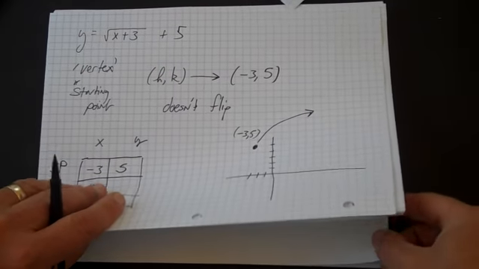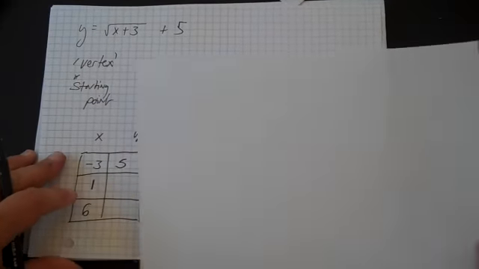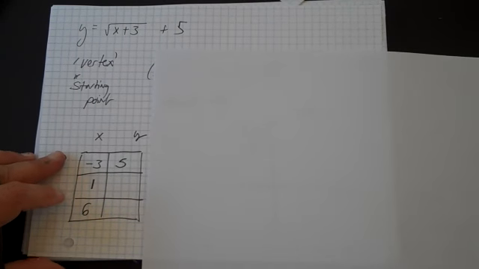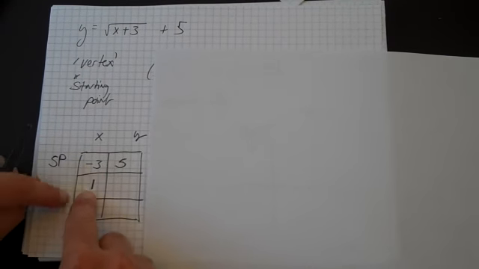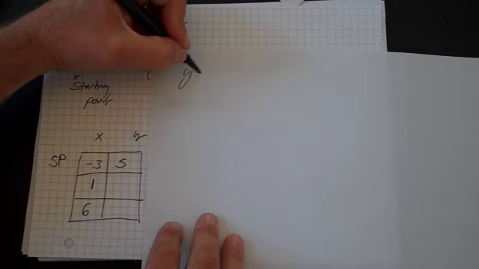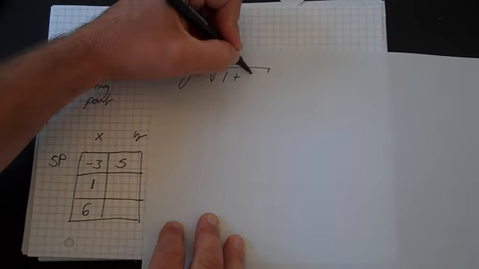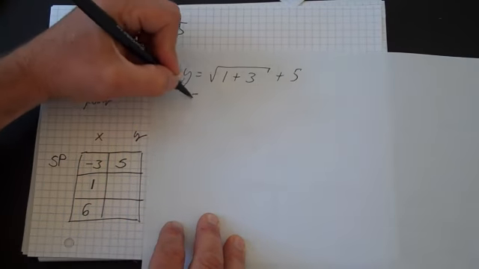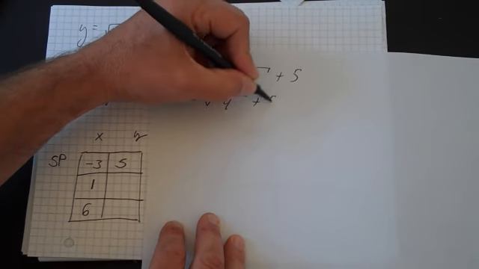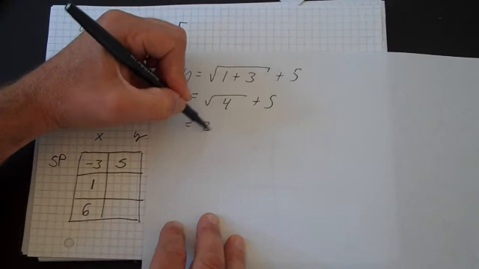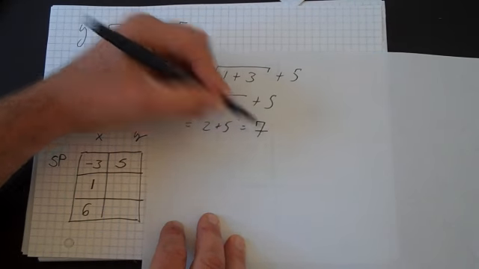So let's plug these numbers in to see what we get. We have the starting point. Let's plug in x equals 1. So y is equal to the square root, just take the original problem and put a 1 where the x is. That's the square root of 4 plus 5, and the square root of 4 is 2, so that's 2 plus 5, or 7.